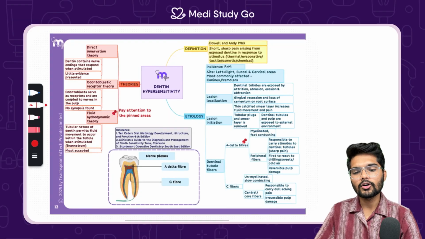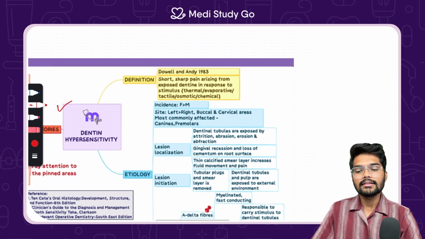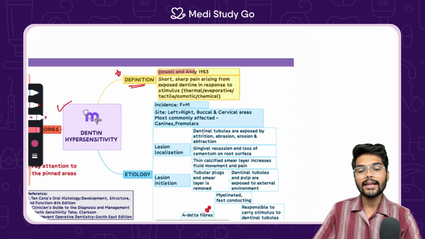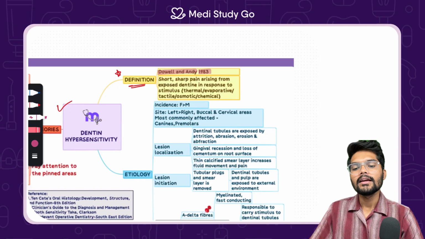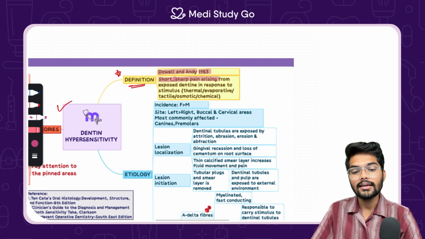So let us start with the topic, and this is the mind map which we are going to focus on. Let us start with the first part of the answer which you are going to write, that is the definition, which was given by Doyle and Andy in 1983. So dentine hypersensitivity is basically defined as a short, sharp pain arising from exposed dentine in response to stimulus.